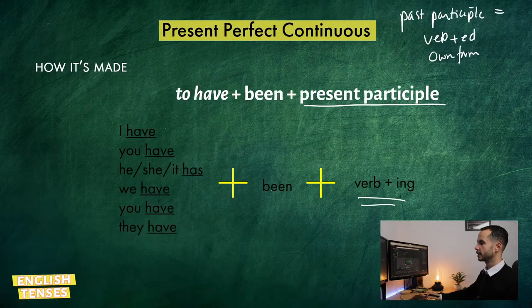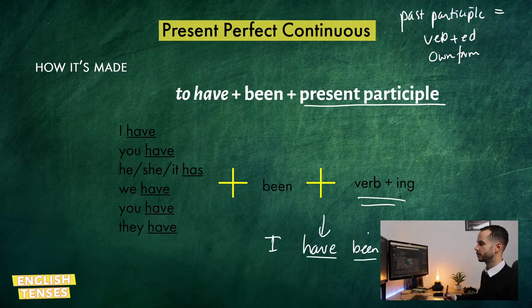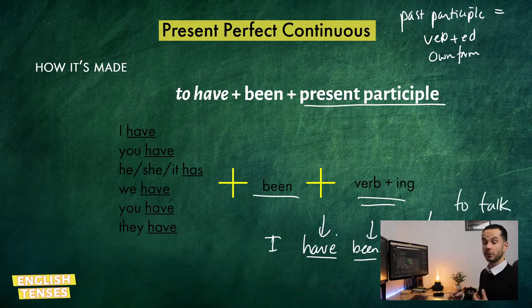So if we look at an example, I have been talking for an hour. Have been talking. Have, which is here, been, past participle of to be, and talking, present participle of the verb to talk. Which means that I have been going on for about an hour, so it's kind of time to round off.